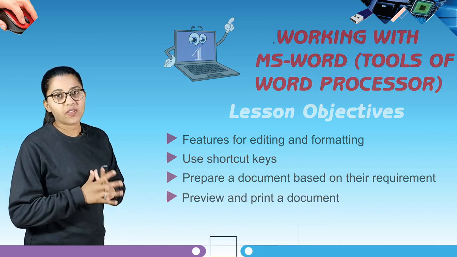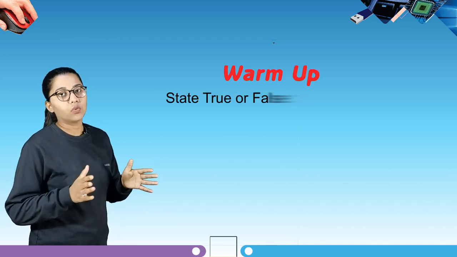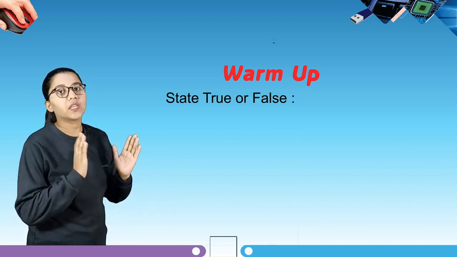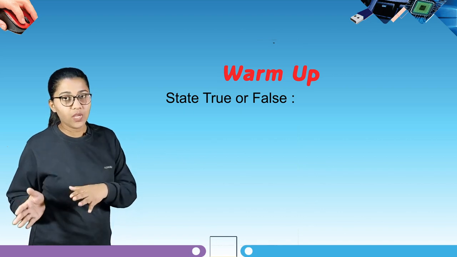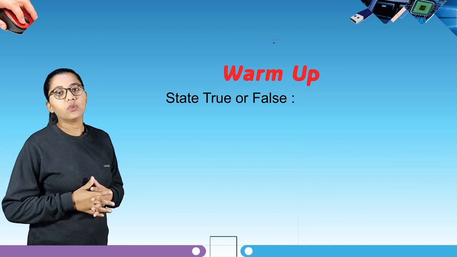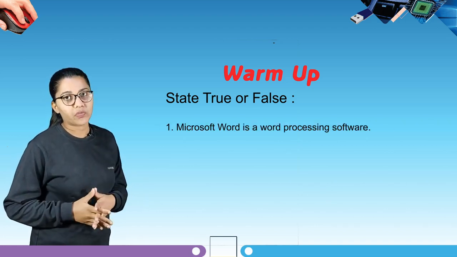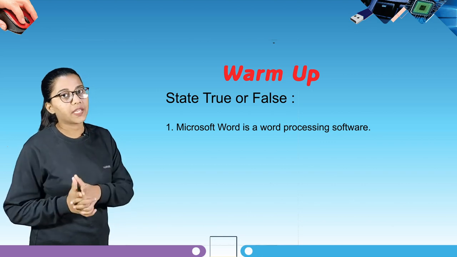So now students, we have some warm-up questions. First is, state true or false. You have to write T if you find the statement true, and you have to write F if you find the statement false. So first is, Microsoft Word is a word processing software. You have to write F or T.